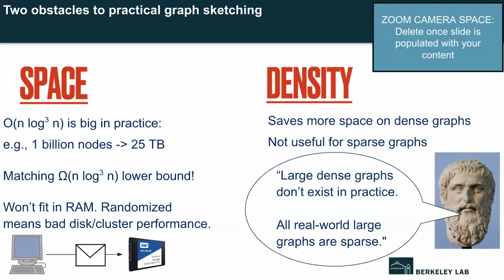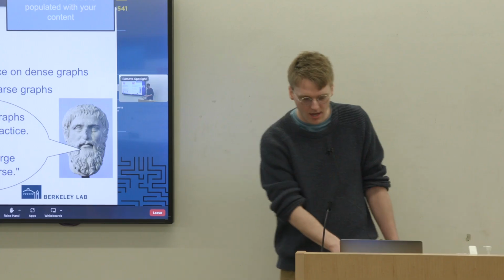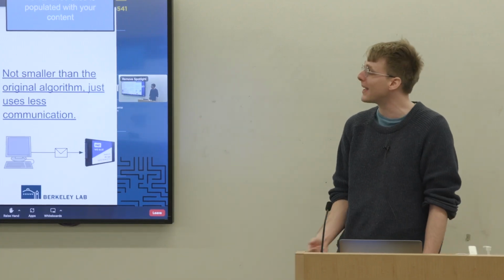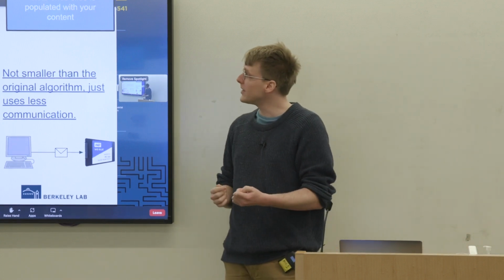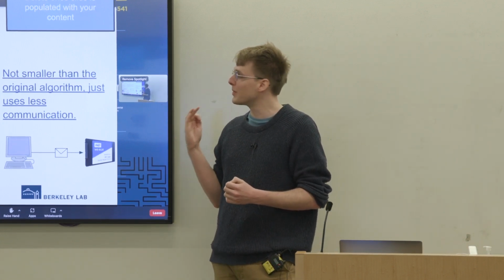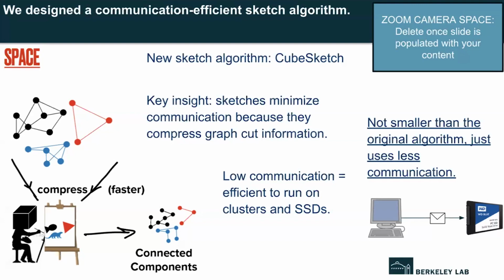So these are the two problems we'll need to solve somehow if this is going to be a useful algorithm: space and density. I'm going to start by talking a little bit more about space. So we solved this problem by coming up with a new algorithm, which we call CubeSketch. So you can see in my little picture here, my sketch artist now has a cube for a head.